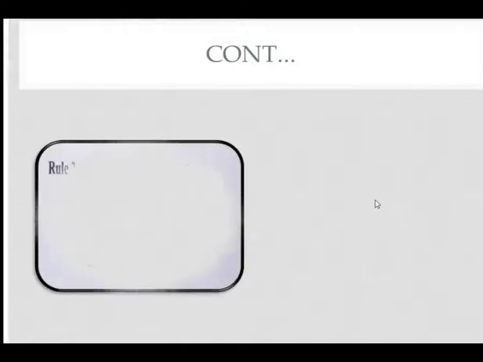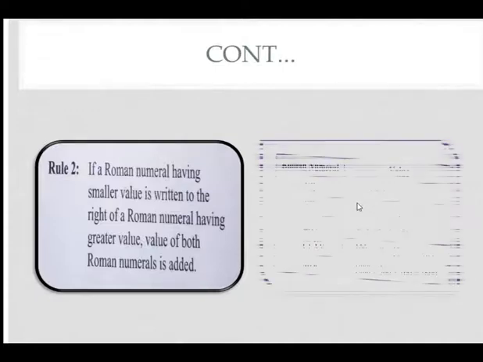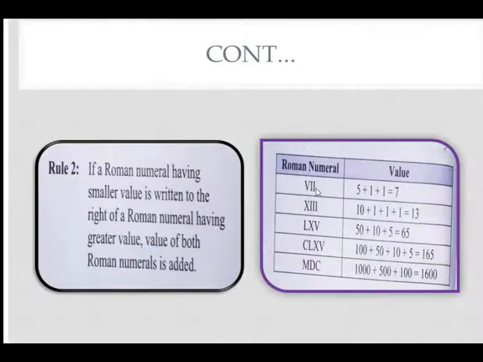Next we have rule 2. If a Roman numeral having smaller value is written to the right of the Roman numeral having greater value, the value of both numerals is added. Means if we are writing a smaller value to the right side of the greater Roman value, then the values of both the numerals will be added. For example, V and I: I has value 1, V has value 5, and I is written on the right side, so the value is added.